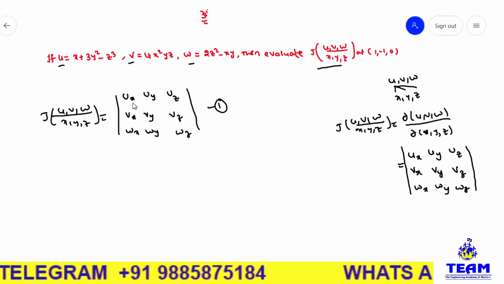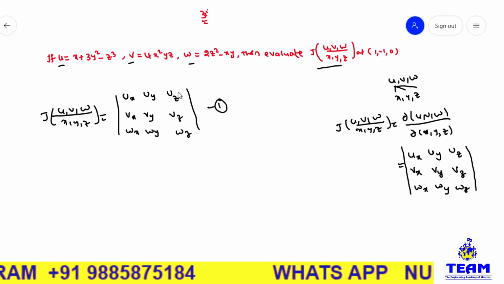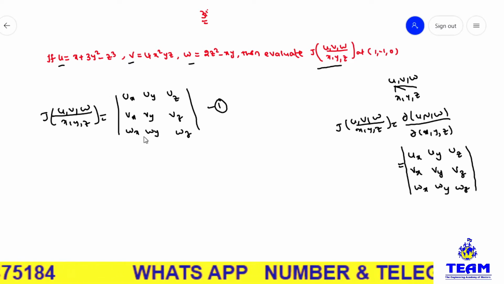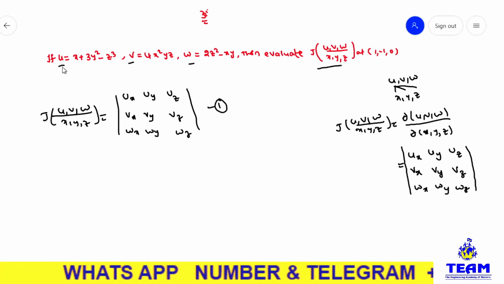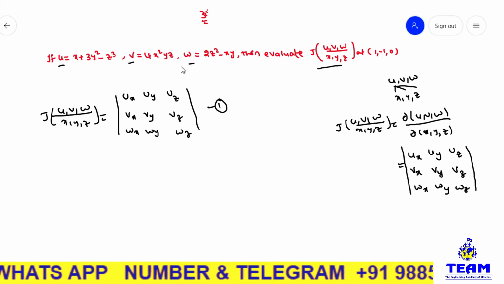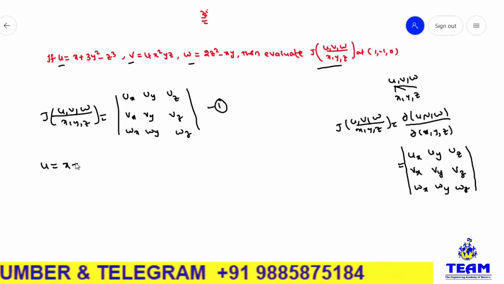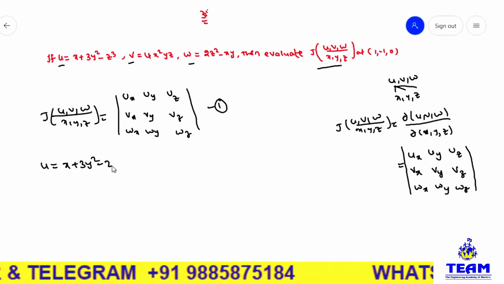Now friends, what do you require? Dou u by dou x, dou u by dou y, dou u by dou z, and similarly v with respect to x, y, z, and w also with respect to x, y, z. So first we need to find the partial derivatives of u, v, w. Now I am writing the u value: u is equal to x plus 3y square minus z cube.